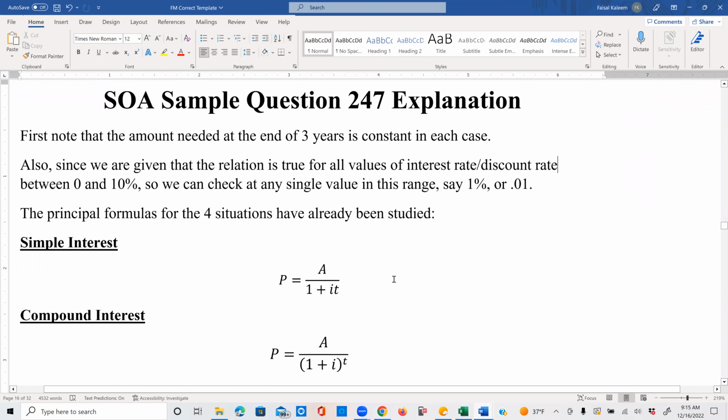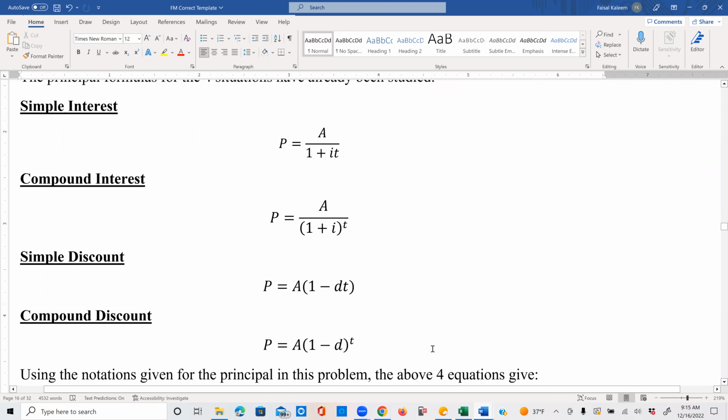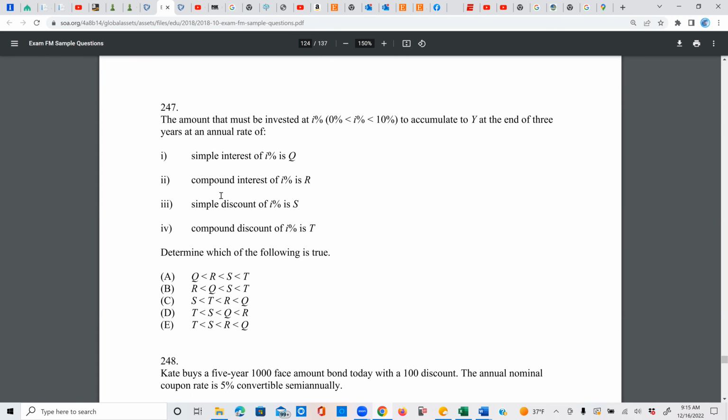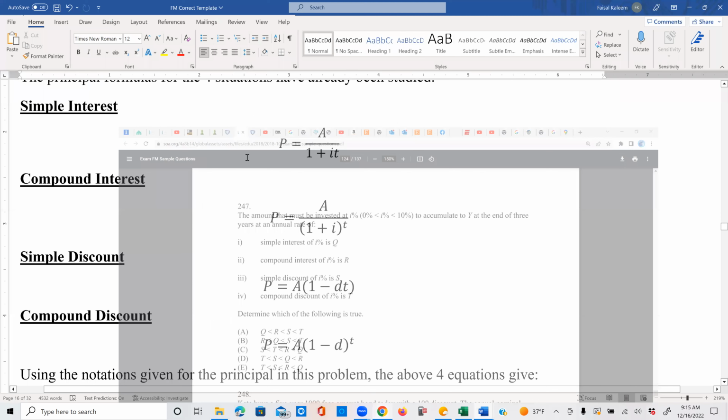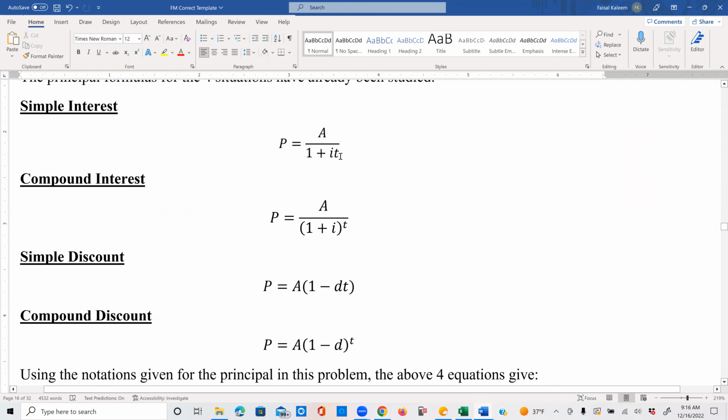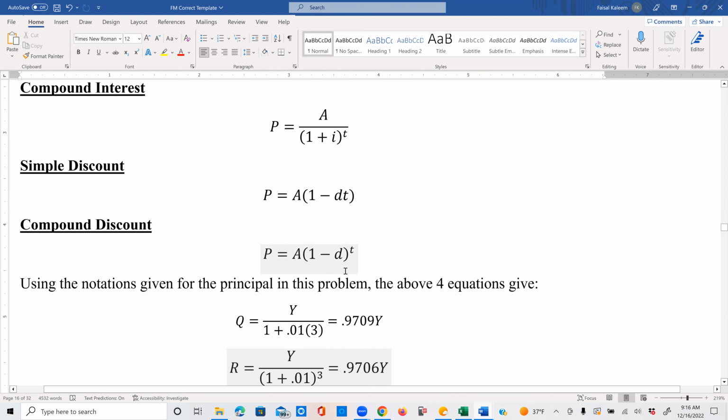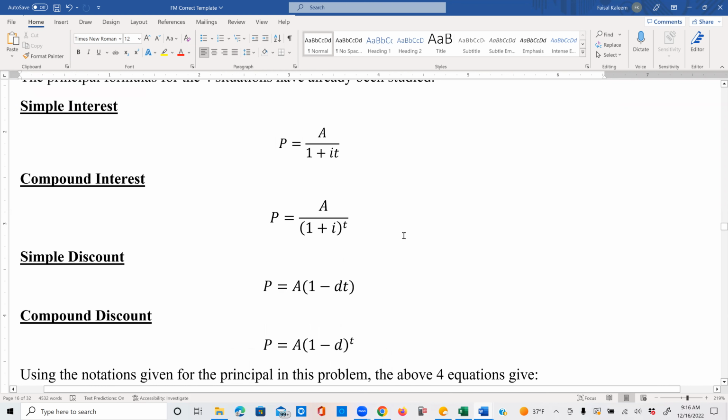And so we already have the 4 formulas for the four types that are given to us: simple interest, compound interest, simple discount, and compound discount. That's what these four cases were. So we know that for simple interest, P is equal to A over 1 plus it. Compound interest, P is equal to A over (1 plus i) to the power t. Simple discount, P is equal to A times (1 minus dt). And compound discount, P is equal to A times (1 minus d) to the t. And you can look up these formulas in the corresponding sections on these topics. Discount is this section, and then the other three were previous sections.